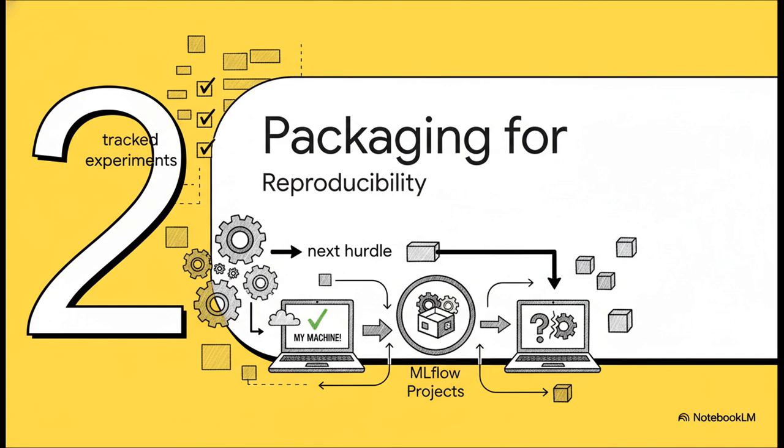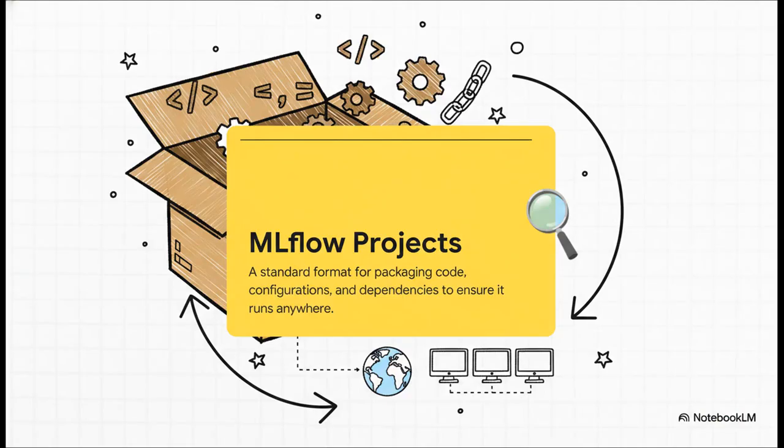All right, so now our experiments are all neatly tracked. We know what we did, but what about the next big problem? You hand your code to a colleague, and it breaks. That dreaded "it worked on my machine" moment. Well, that's what MLflow Projects is designed to kill. The whole idea behind projects is standardization. It's a standard format for packaging up your code and everything it needs to run. All the dependencies, the configurations, everything. The end goal is simple but so powerful. Anyone, anywhere, should be able to run your code and get the exact same results you did. Just one command and boom, it works.